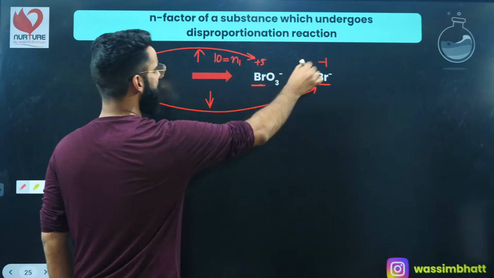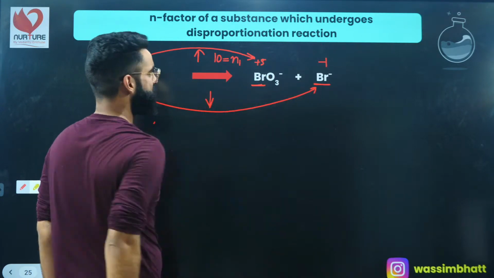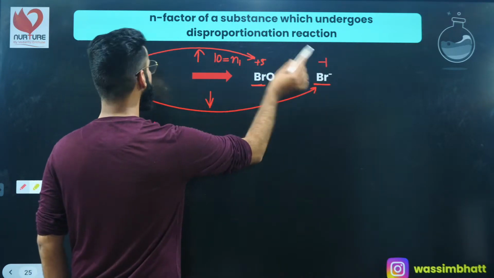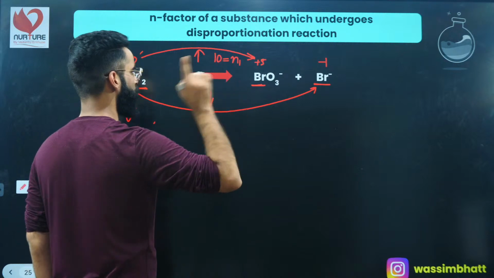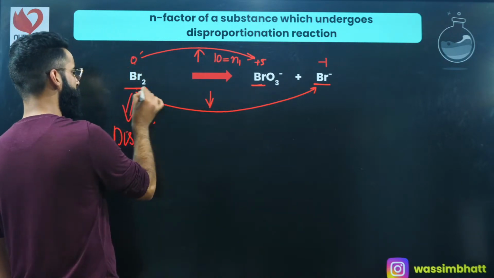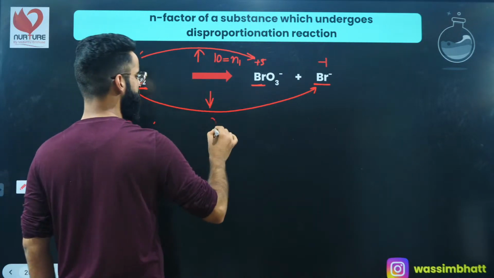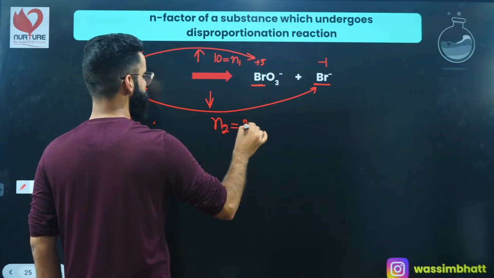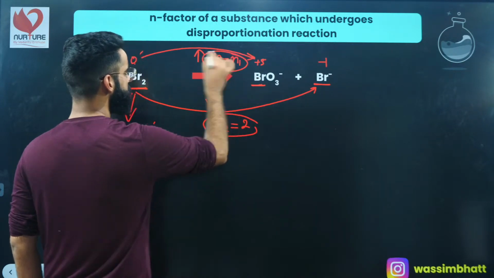Similarly, 0 to -1, calculate the change. The change is final minus initial, right? 1 is the change in the oxidation state for 1 atom of bromine, but I have 2. So 1 multiplied by 2 is 2. So the N2 value is 2. So I got N1, I got N2.